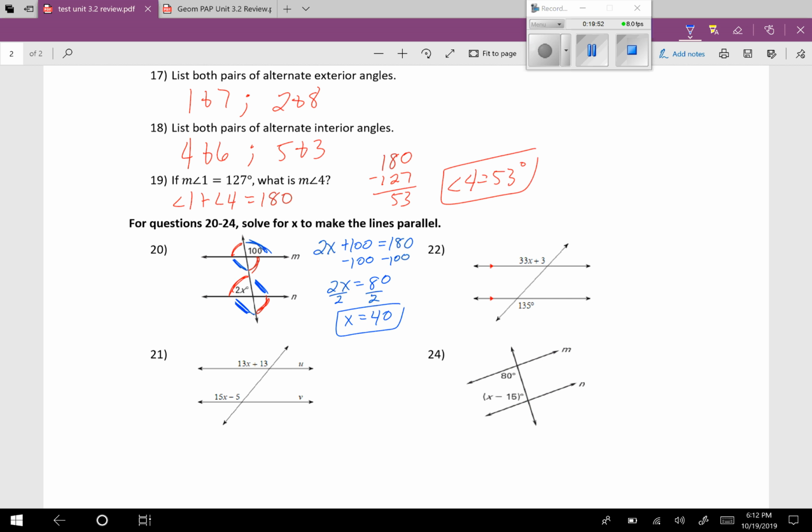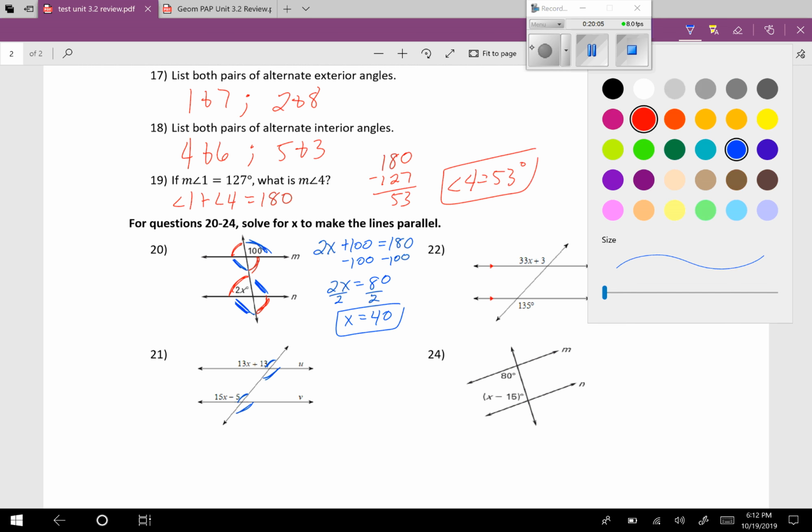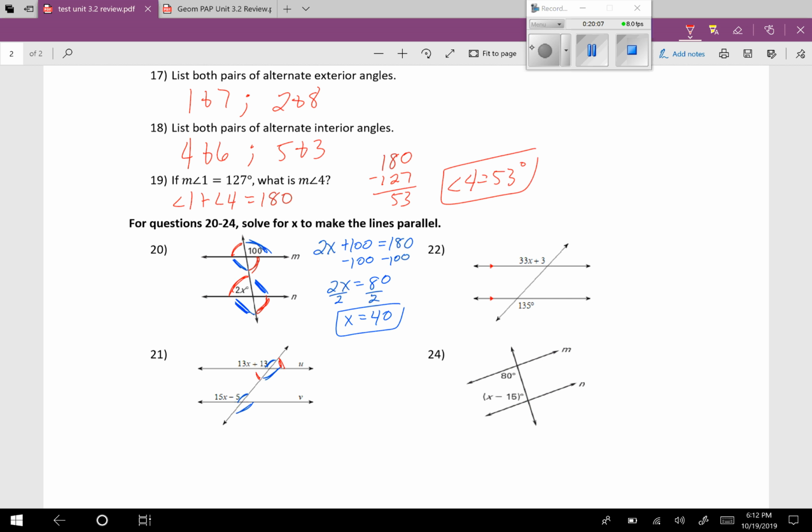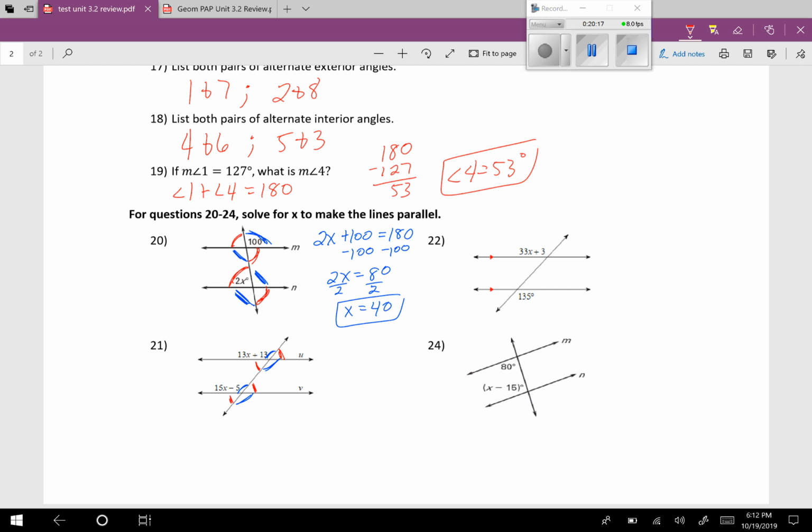All right, question 21. Again, first thing I'm going to do is start off with the coloring. So there's that one, and this one, and then change the pen color. Okay. From this, I can see that they're both blue, so they're both going to be equal to each other. So I say 13x plus 13 is equal to 15x minus 5. And I'm going to solve this for x.